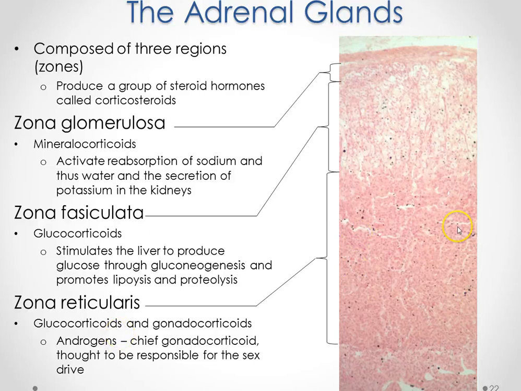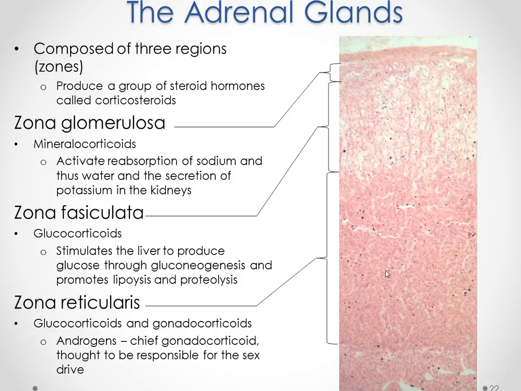The deepest region in the adrenal cortex is going to be the zona reticularis. This area is darker than the zona fasciculata, and it's also going to be slightly larger. This is going to be the last region in that adrenal cortex, right before you hit the adrenal medulla. This area is going to produce glucocorticoids, and it's also going to produce gonadocorticoids. We've already talked about glucocorticoids, so we're going to focus on the gonadocorticoids.